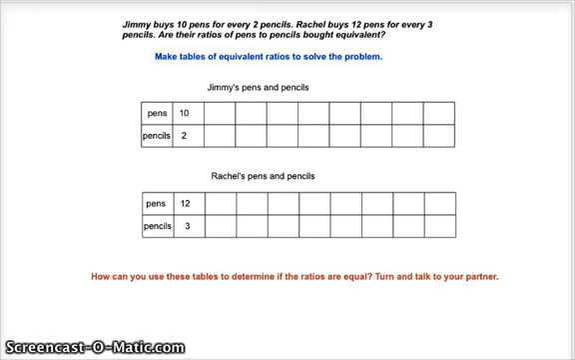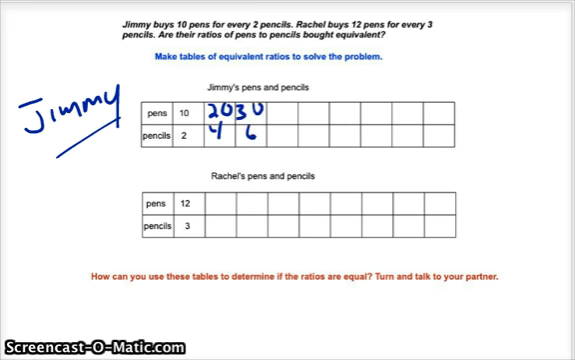Let's look at another. Jimmy buys 10 pens for every 2 pencils. Rachel buys 12 pens for every 3 pencils. Are the ratios of pens to pencils bought equivalent? Okay, so let's make a table. Jimmy here is going to do 10 pens for every 2 pencils. Okay, so I can fill out my table.